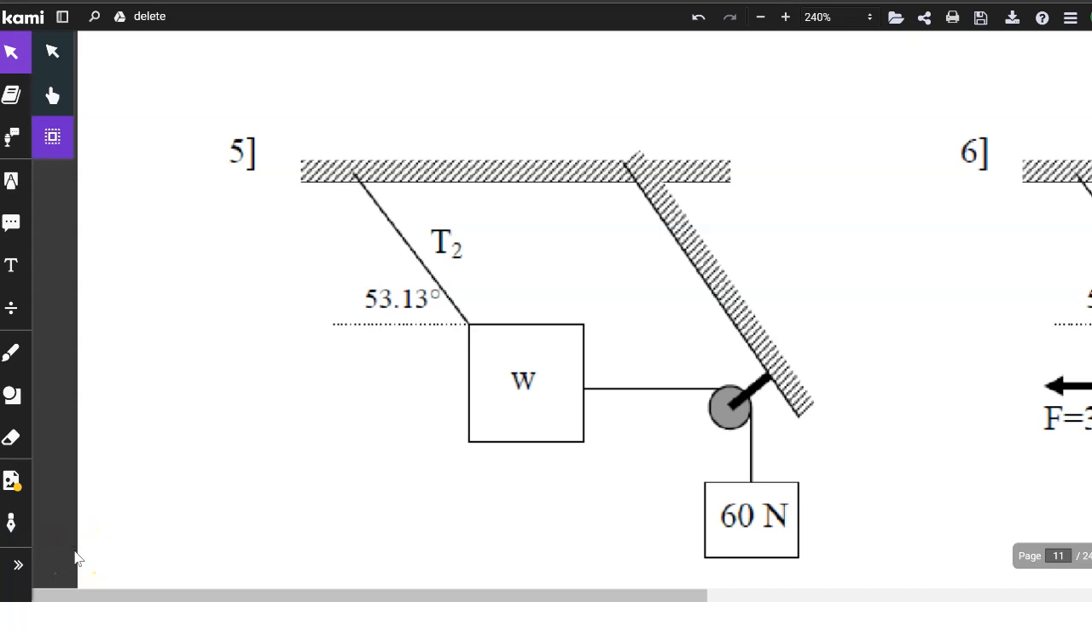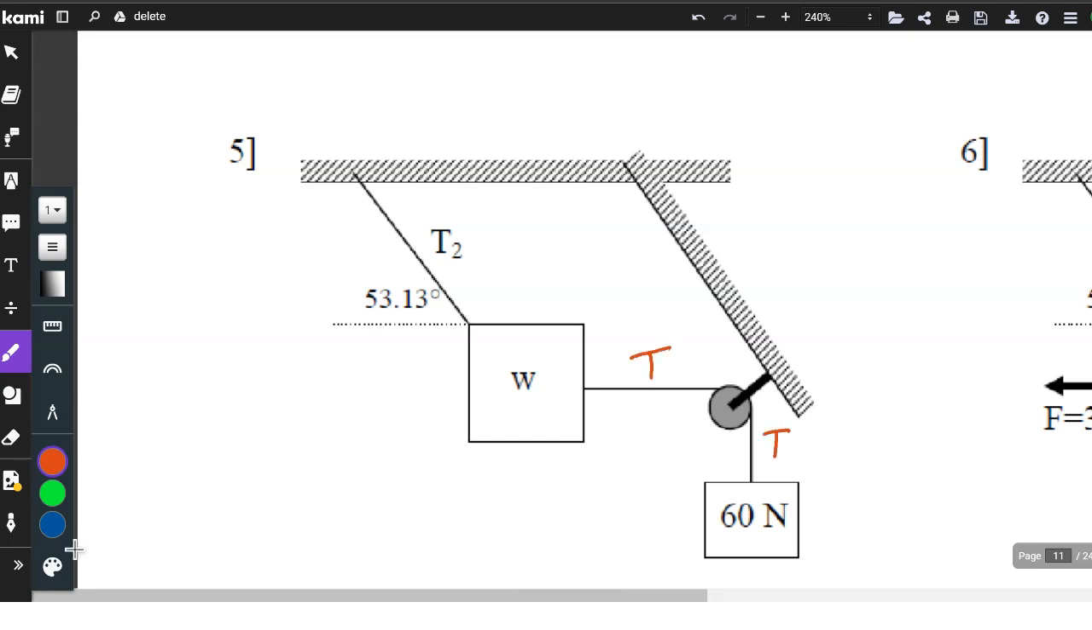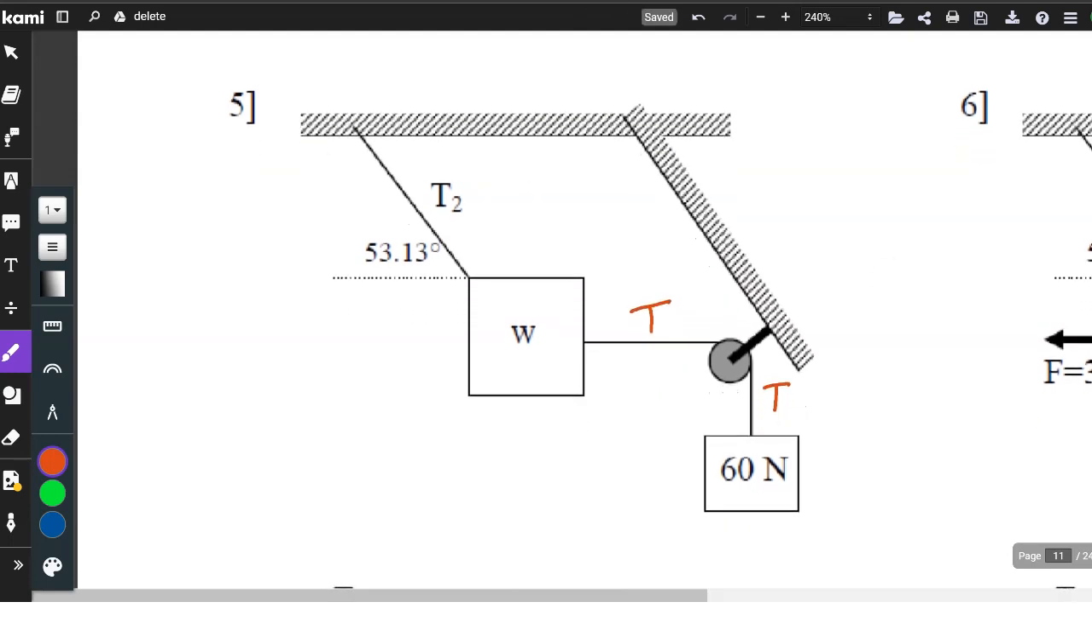So in this video, I'm going to go over number 5 and 6. Here's a system at equilibrium, and we don't know the tension. This tension, we'll just call it T. We don't know that tension. We don't know this tension T2, and we don't know the weight.